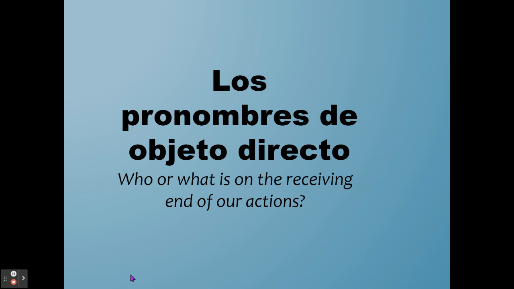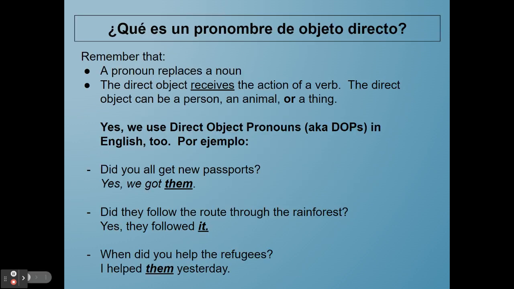The person or thing or animal that is on the receiving end of our actions, that's the object. In this case, we're talking about the direct object. So we're going to take some notes on this and get a little bit of practice. So first things first, you need to know what a direct object pronoun is, okay? And so you need to remember that a pronoun replaces a noun in a sentence.